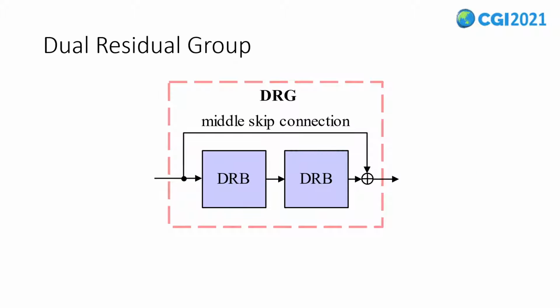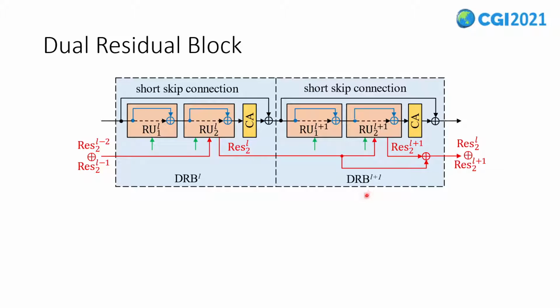In a dual residual group, we can see a middle skip connection and 2 dual residual blocks. Inside a dual residual block, there are 2 residual units, shown as RU, and there is also a channel attention module, which helps the network pay attention to the important features.